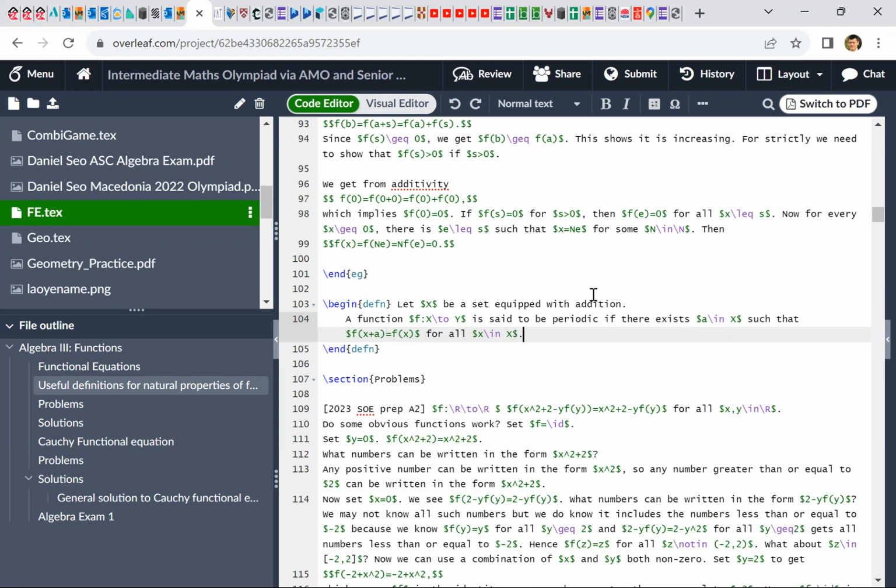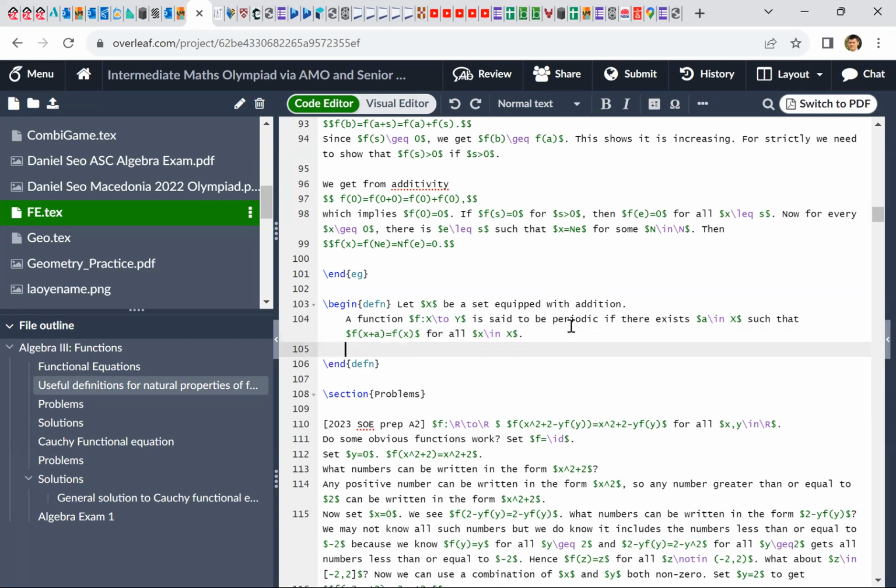Yeah, so if it has addition, it usually has 0 as well. If f of minus x equals minus f of x for all x. Yeah, so these definitions, you're not really meant to just memorize them. You'll see the usefulness of them as they come up, because they allow you to conclude certain things.